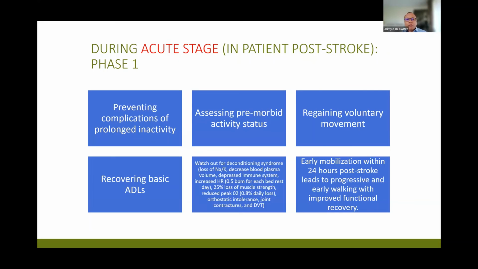And then of course, watch out for deconditioning syndrome, such as loss of sodium and potassium, decreased blood plasma volume, depressed immune system, increased heart rate, loss of muscle strength. You see, 2 weeks of not doing anything, you already lose your muscle strength. Reduced peak oxygen, orthostatic intolerance. He has been lying down for such a long time. If you let him sit, the patient feels dizzy.